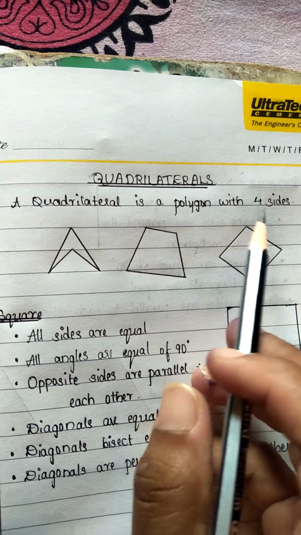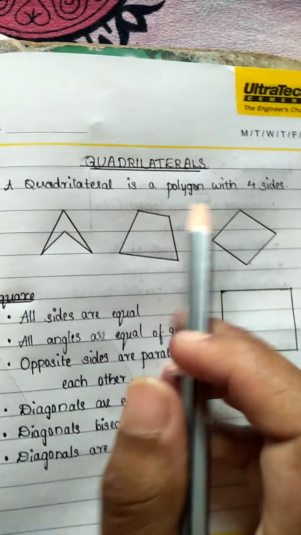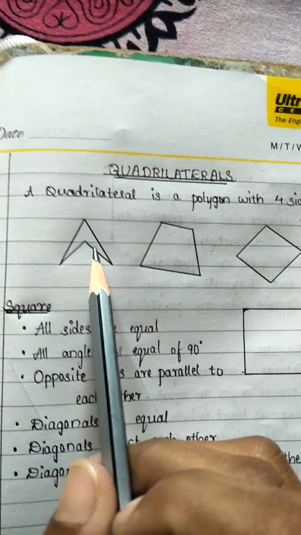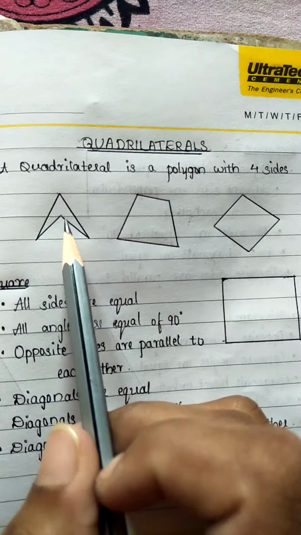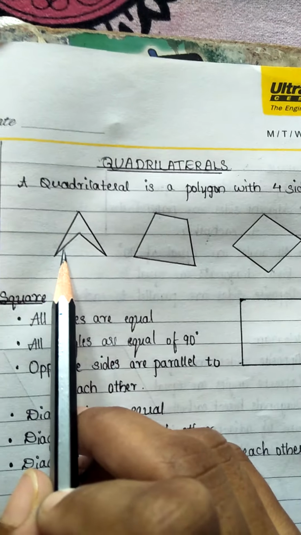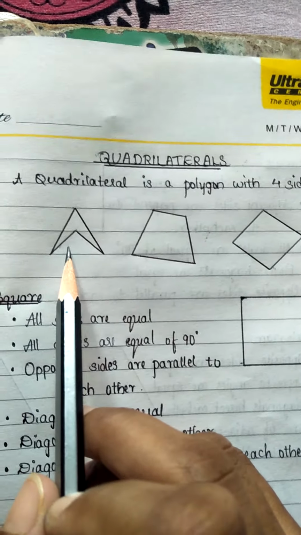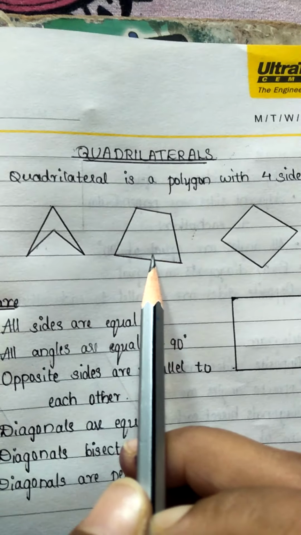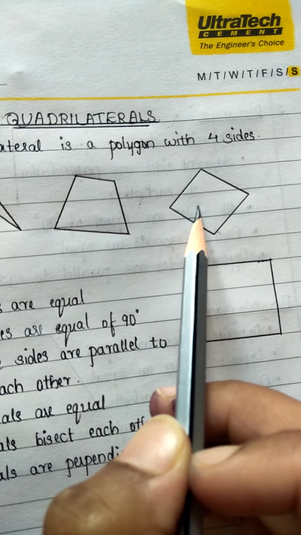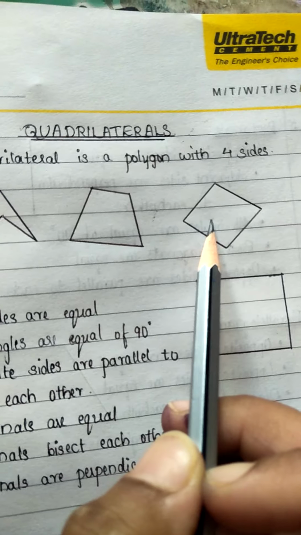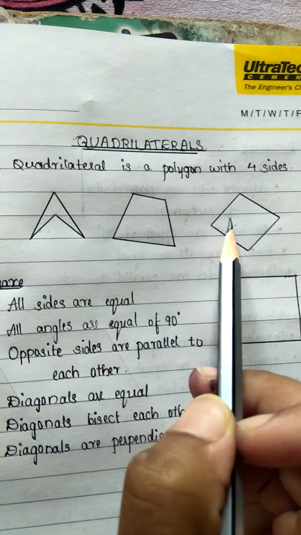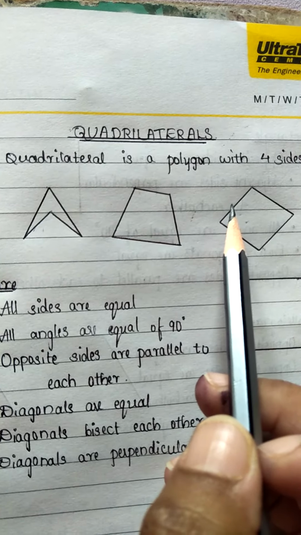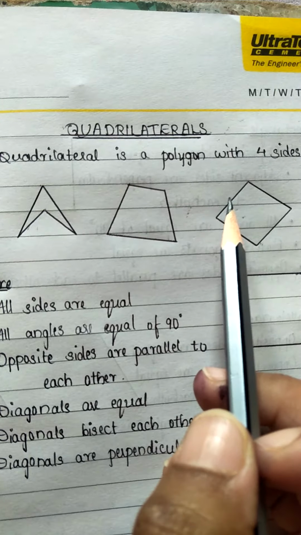A quadrilateral is a polygon with 4 sides. Any figure with 4 sides is known as a quadrilateral, meaning a closed figure. This is a closed figure with 4 sides. This is also a closed figure with 4 sides. So these all are quadrilaterals. Today we are going to study the properties of some quadrilaterals.